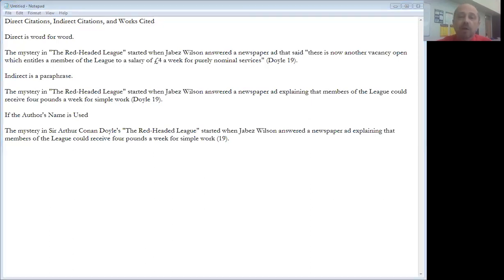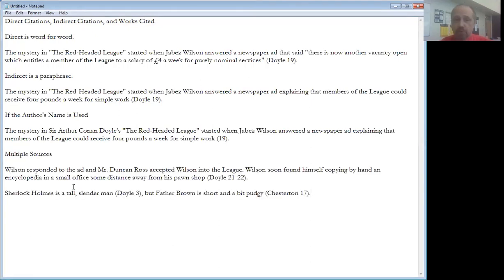I may also have a citation that comes from more than one page or from more than one source. For example, multiple sources. So in the first case, I have two bits of information. I have Wilson's responding to the ad, and Duncan Ross accepts him into the league, and that Wilson ends up copying the encyclopedia. This comes from two different pages in the book. So Doyle, 21, 22, both pages.